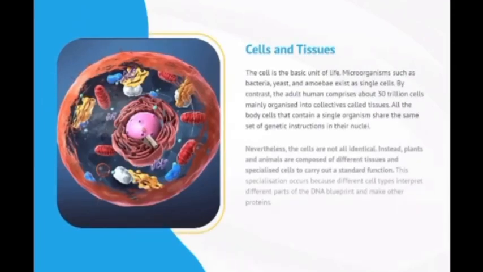Cells and tissues. The cell is the basic unit of life. Microorganisms such as bacteria, yeast, and amoebae exist as single cells. By contrast, the adult human comprises about 30 trillion cells, mainly organized into collectives called tissues. All the body cells within a single organism share the same set of genetic instructions in their nuclei. Nevertheless, the cells are not all identical. Instead, plants and animals are composed of different tissues and specialized cells to carry out a standard function. This specialization occurs because different cell types interpret different parts of the DNA blueprint and make different proteins.